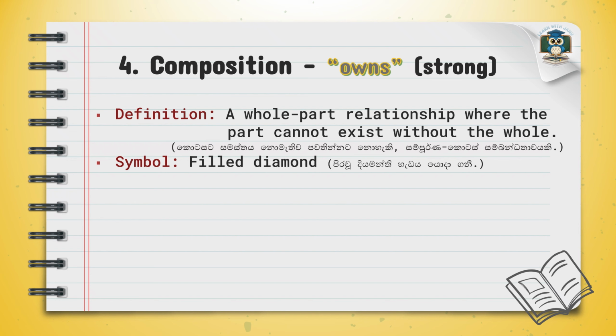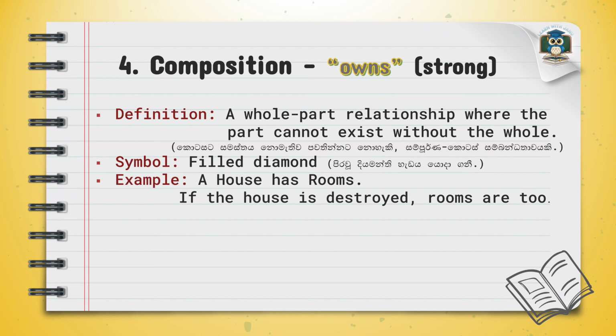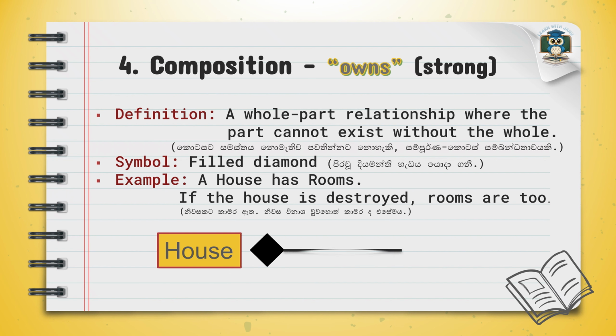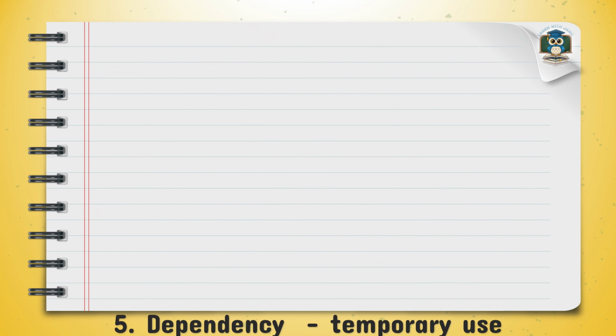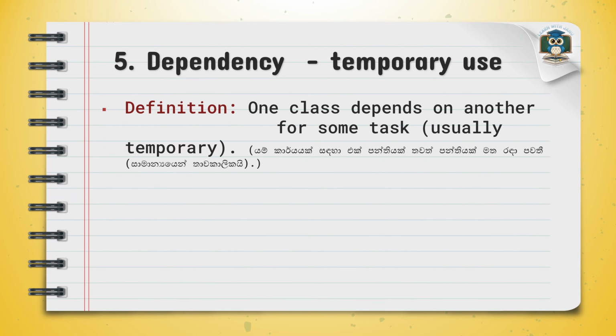We are using a filled diamond symbol for this. This is the example for composition: a house has rooms. If the house is destroyed, the rooms are also destroyed. So this is the composition. In this relationship, one side can't stay without the other. So this is the meaning of the composition relationship.